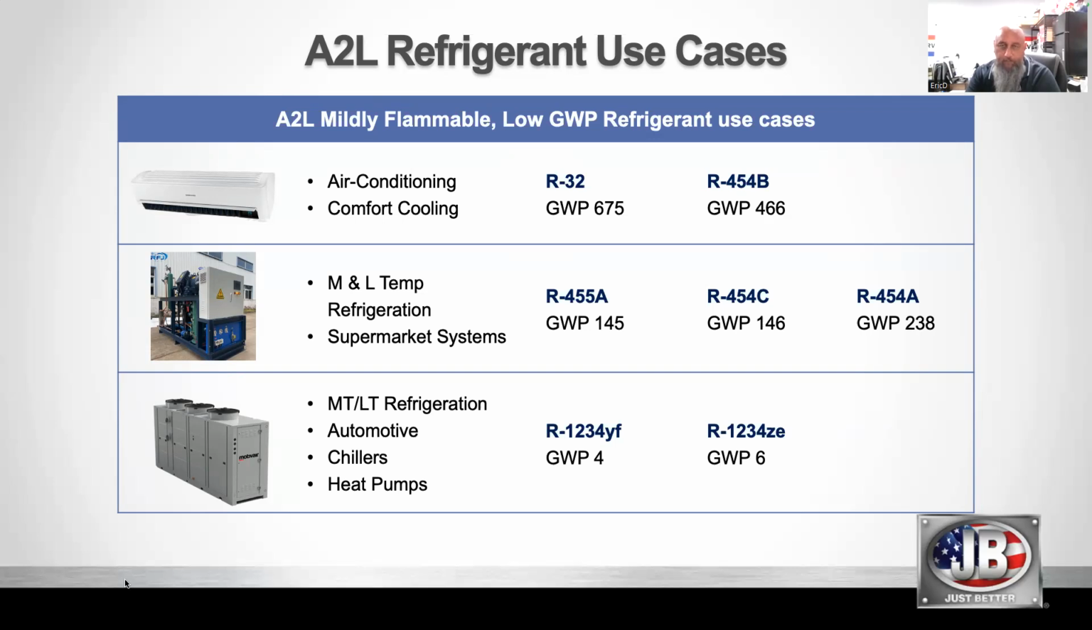454C and 454A, and the 1234s as well, and they've got very low global warming potential. The difference between those and a 454B, for example, is that there's very small glide in 454B, so it's very easy to top the systems up. But as you get down into those lower GWPs, the glide in the refrigerant actually increases, and it just takes a little bit more effort to manage those refrigerants inside those systems.